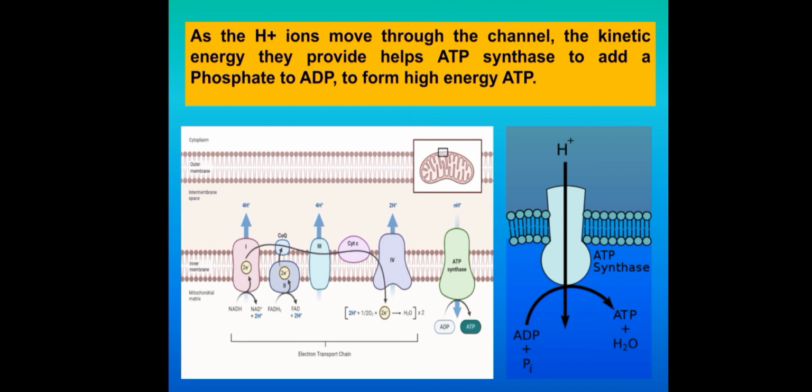In this way, the electrons released by the oxidation of NADH and FADH are transferred to oxygen, and that leads to the formation of water. The accumulation of protons in the intermembrane space and breaking down of its gradient leads to the formation of ATP by chemiosmotic synthesis.